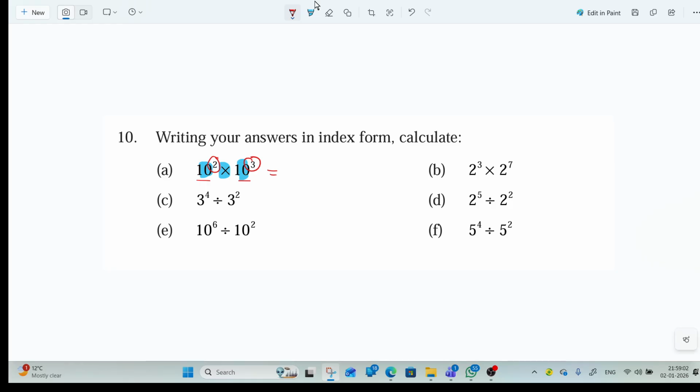So this will become, yes, quickly. 10 to the power of 5. 3 plus 2 is 5. Yes, when they are in multiplication we need to add the power. Try the second one.